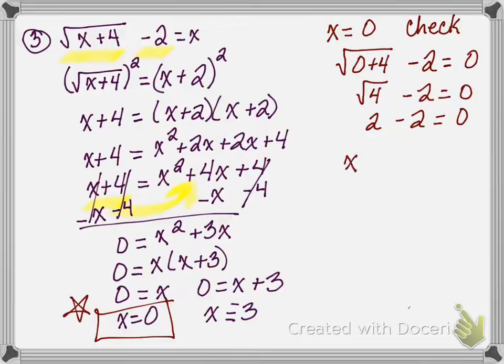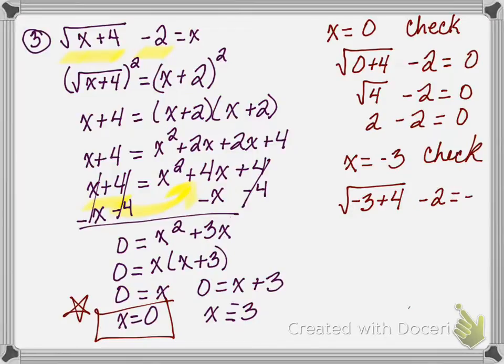Now I'm going to do x equals -3. So I'm going to check that. Okay, so I'm going to plug in -3 everywhere that I have an x. So I have the square root of -3 plus 4, then outside the parentheses, I have -2, equals -3. So -3 plus 4 is +1. So I have the square root of +1 minus 2 equals -3.